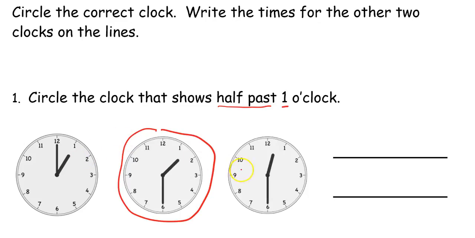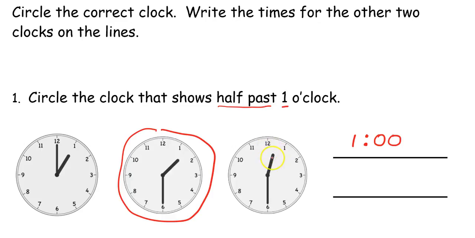Now, for the other two clocks, I'm going to write their time on the line. So this first clock is showing 1 o'clock exactly. The hour hand is pointing toward the 1, and there are no minutes past the 1 o'clock because the minute hand is pointing at the 12. So 1 o'clock matches the first clock.